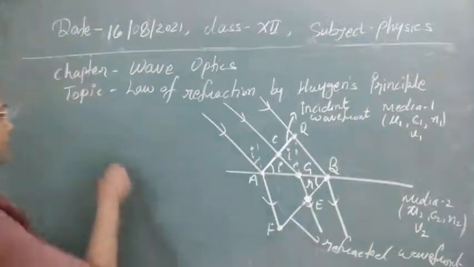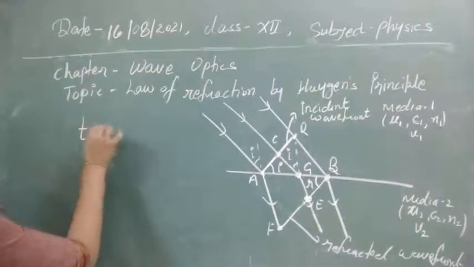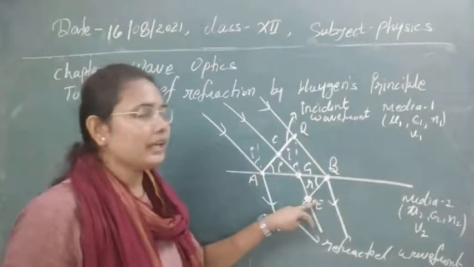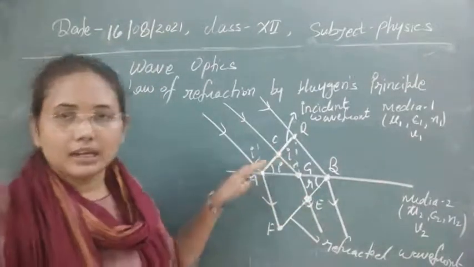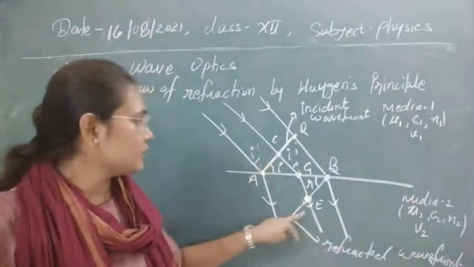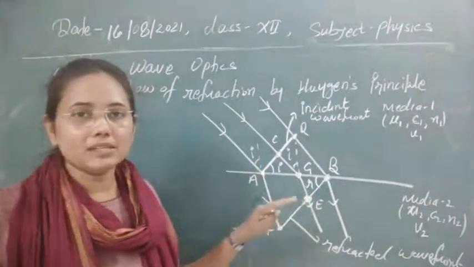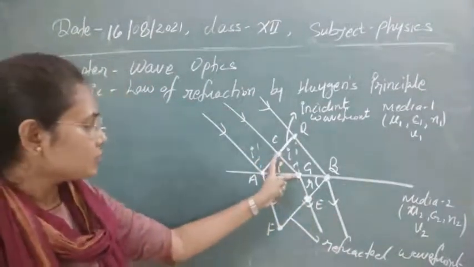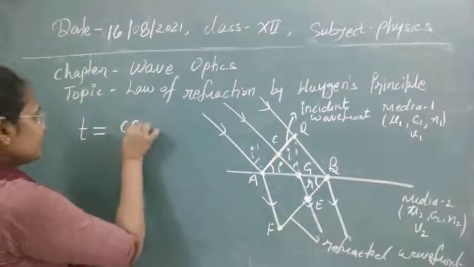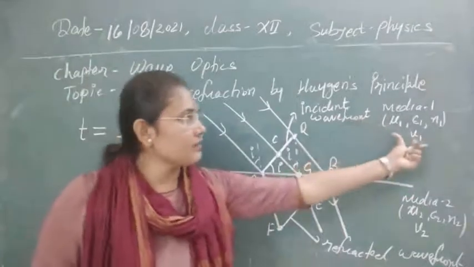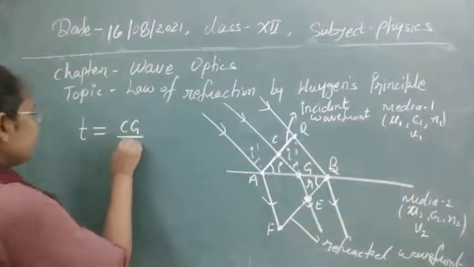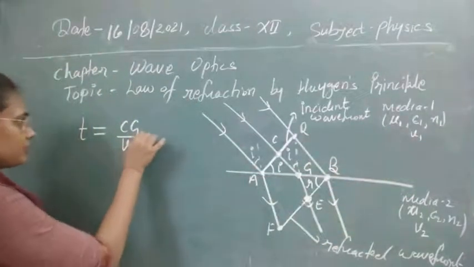So if you write the time taken by the wave to travel the distance from C to E, as this wave is traveling these two distances in two media, we will divide it and write. From C to Z, the distance CZ, it is traveling in the first medium, which has velocity v1. So it will be given by time is equal to distance upon velocity.